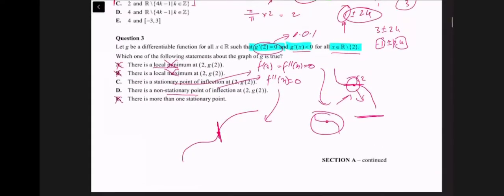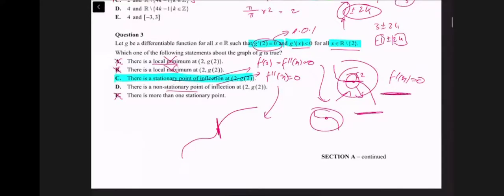So since we drew a graph here and we know that f dash x is 0, then we know it's going to be a flat point. So that's why it's a stationary point of inflection. So the answer is C.